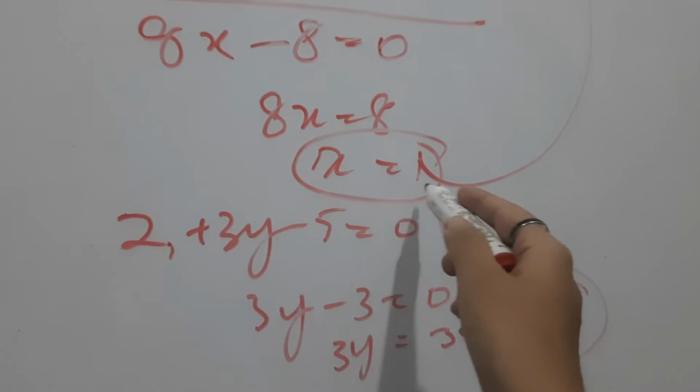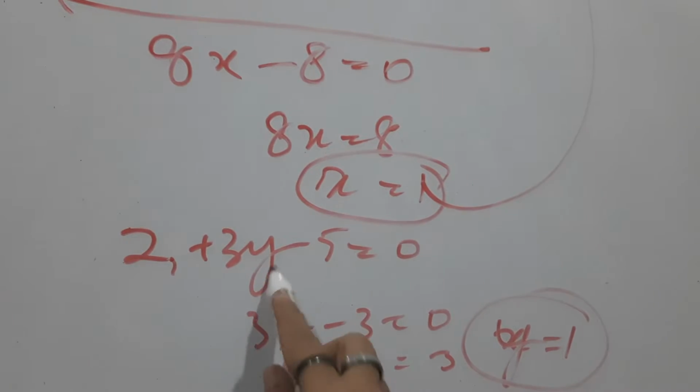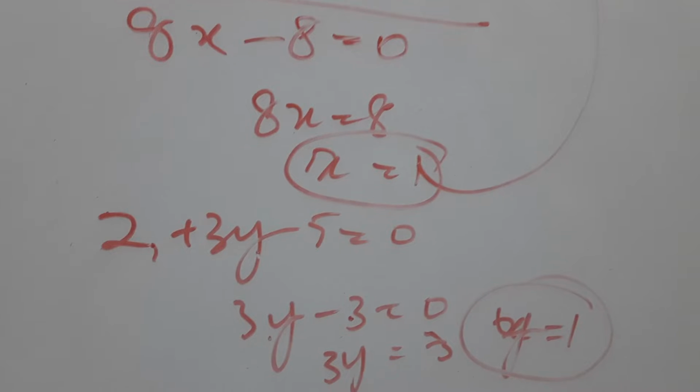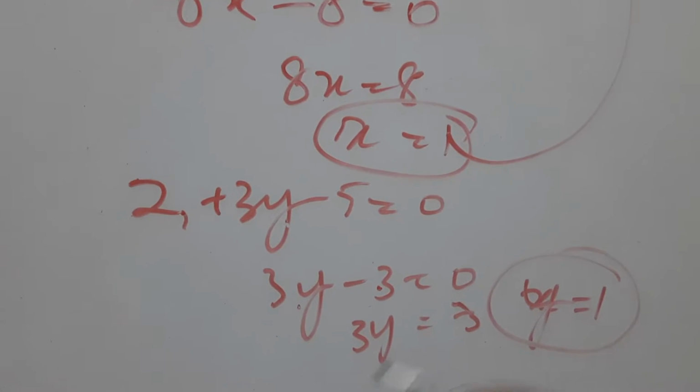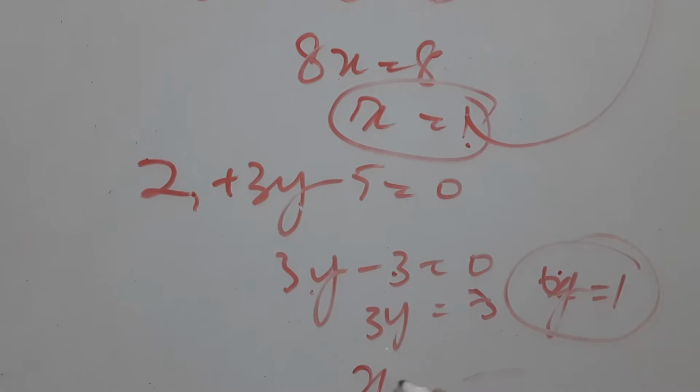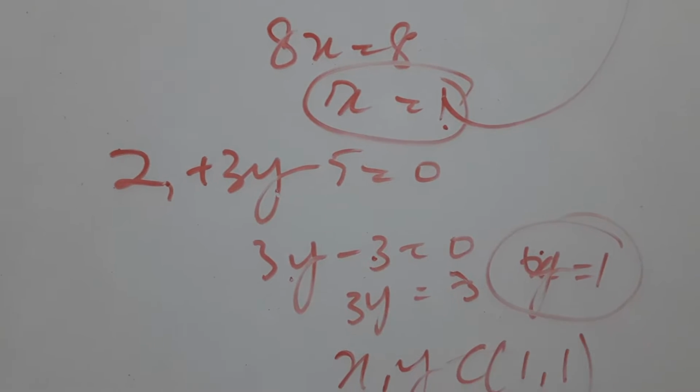Sorry, so what did I do? I just put this, so I got 3y minus 3. I got the y value also. You know this, how to do intersecting points. So intersecting points are x comma y, means center is nothing but 1 comma 1, right?